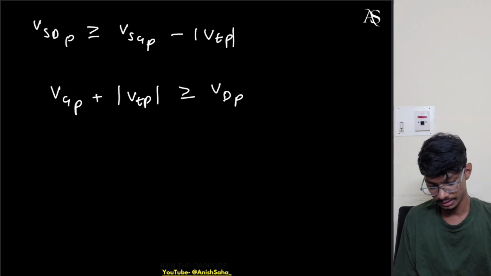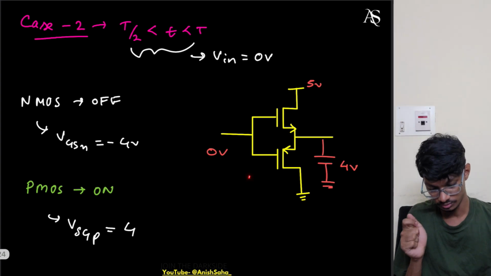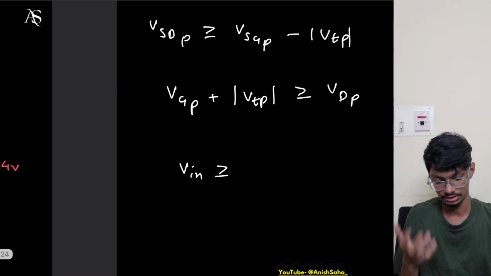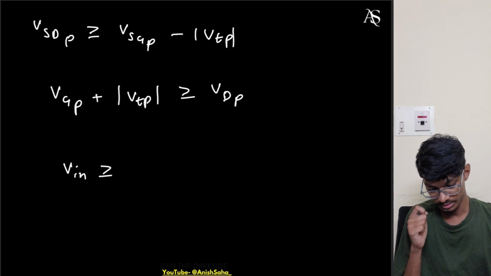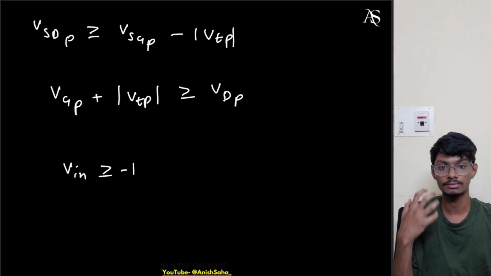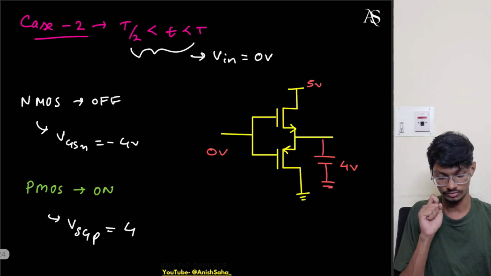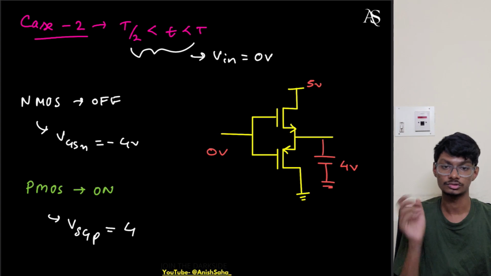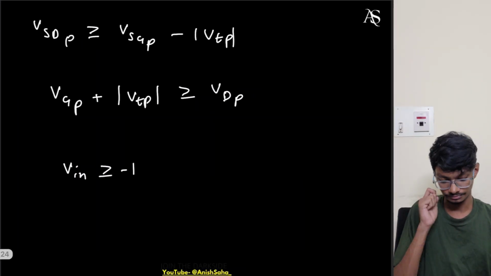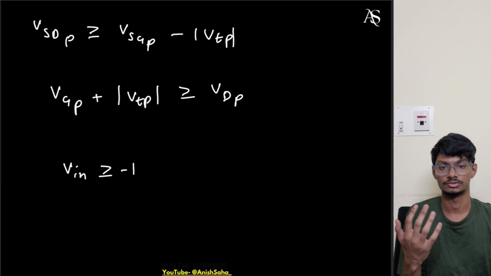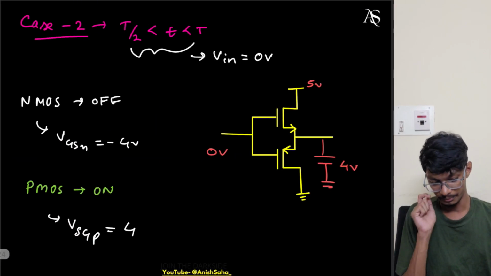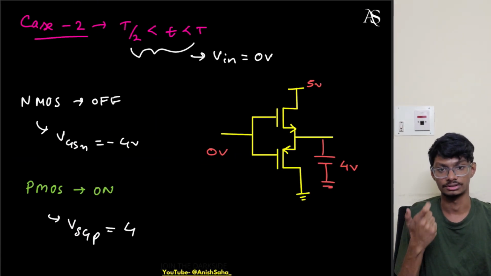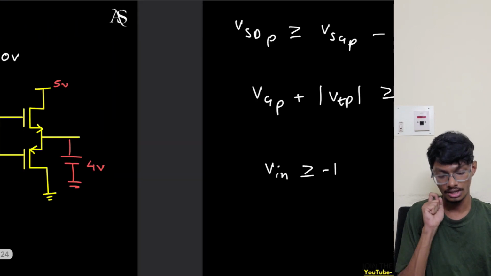What is the gate? The gate is the input, which should be greater than or equal to VD. VD is always 0 for this PMOS. And what is VTP? VTP is minus 1. So V in has to be greater than minus 1 for it to remain in saturation, which is the case. V in is 0, which is more than minus 1, hence this will always remain in saturation. If VSG is more than the threshold, then it will always remain in saturation.